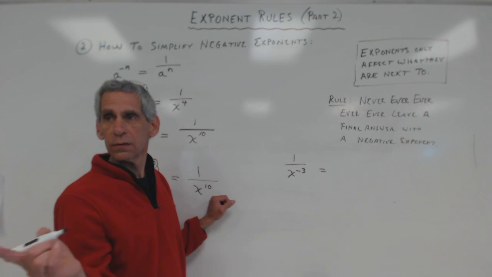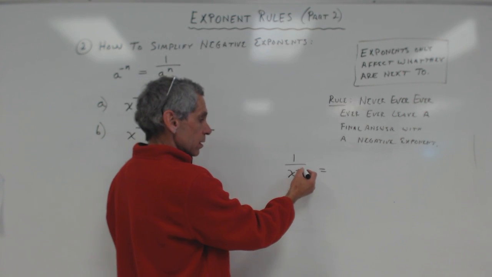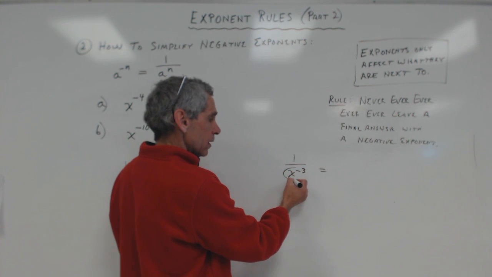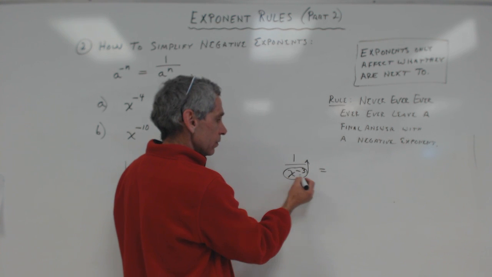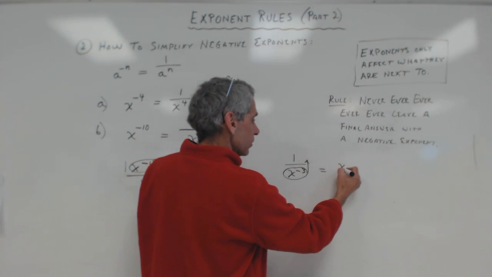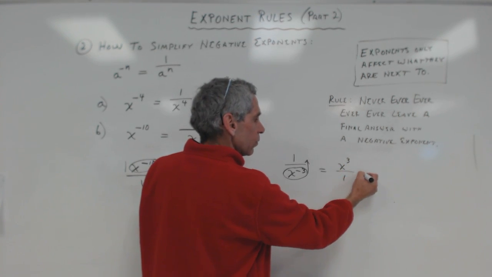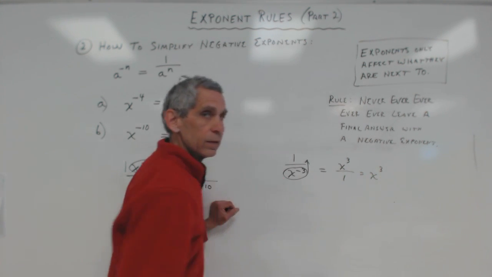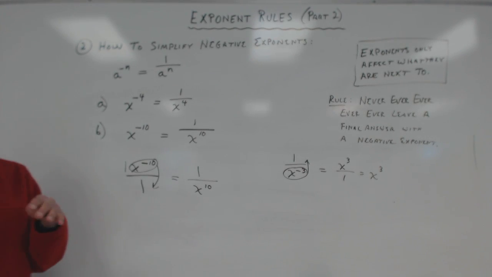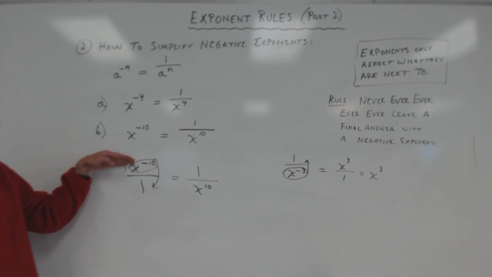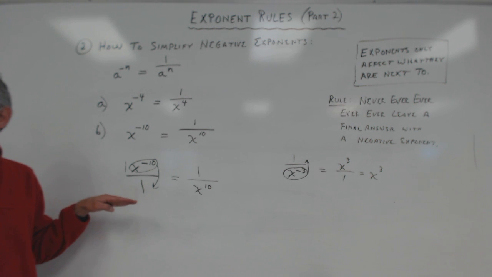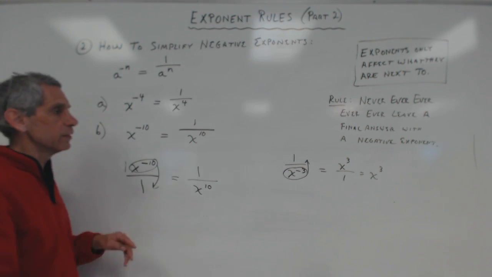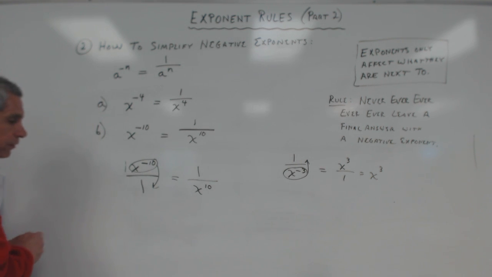All right. 1 over x to the negative 3. I don't want that negative exponent, so I could bring it upstairs, right? And that becomes x to the positive 3 over 1, which is just x to the positive 3. You with me? All I'm doing is moving anything that has a negative exponent across the fraction line. That's it. And it becomes positive. Does that make sense? A little bit? It'll make more sense as we move forward, but for now.